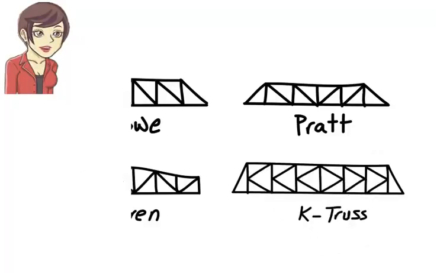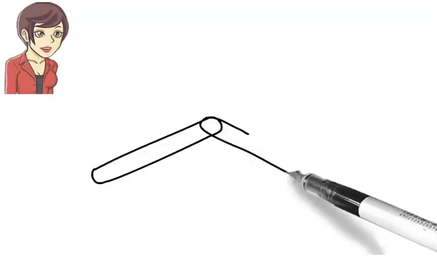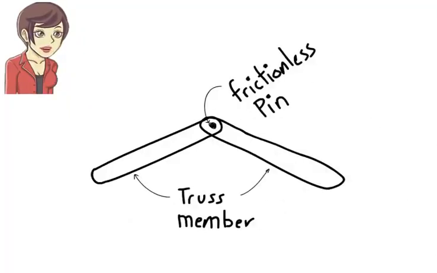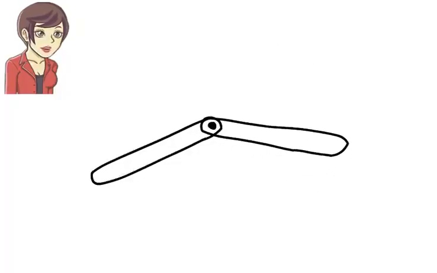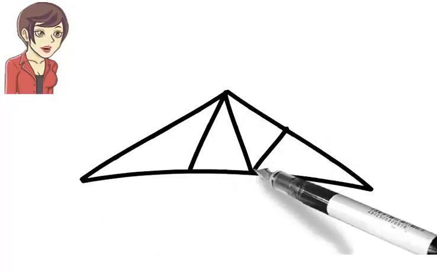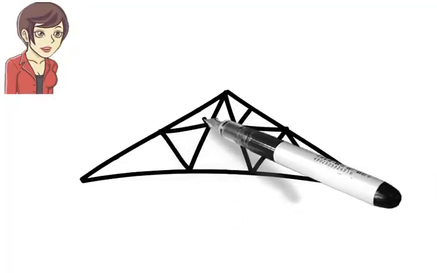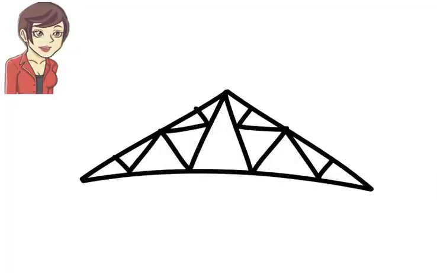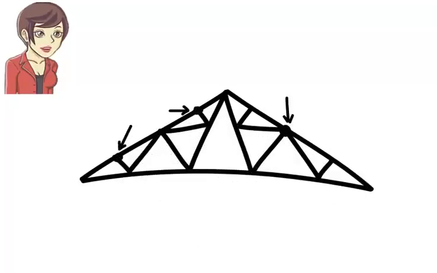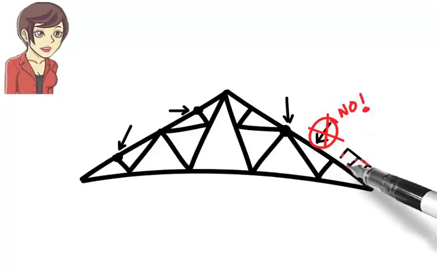Generally, we assume truss members are connected to each other using frictionless pins. This means if we have two truss members that are joined together, one has the freedom to rotate relative to the other. In other words, truss joints cannot resist any bending moment. Since neither the joints nor the members of a truss are designed to carry any bending moment, applied loads need to be placed at the joints only. No load should be applied directly to the truss member itself.